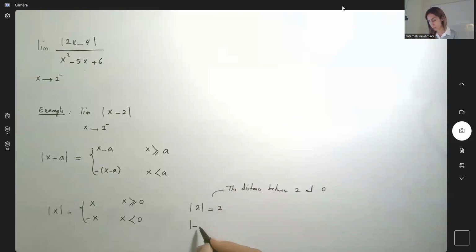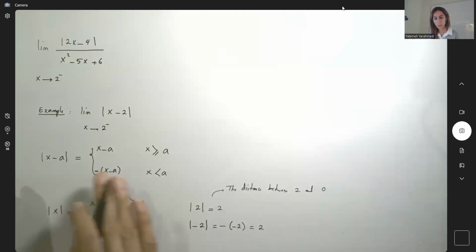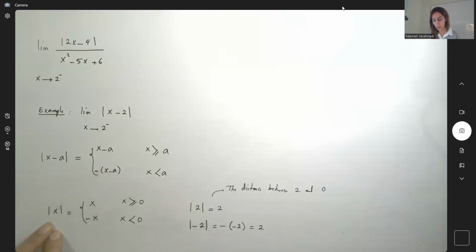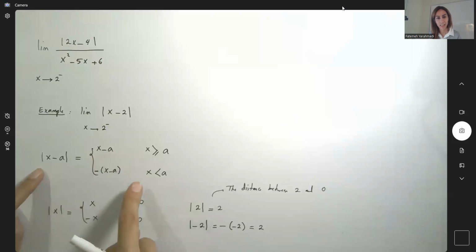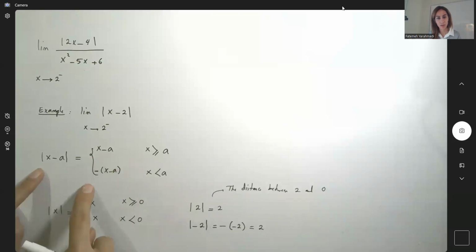What about absolute value of minus 2? The quantity inside is a negative number. So you're going to put a negative sign in front of it. So you're going to have minus of minus 2, which becomes positive 2. Again, the distance between negative 2 and 0 is 2 units. We are doing the same thing here. That quantity, x minus a, if it's more than or equal to 0, you get x minus a back. If it is less than 0, you're going to put a negative sign in front of it.